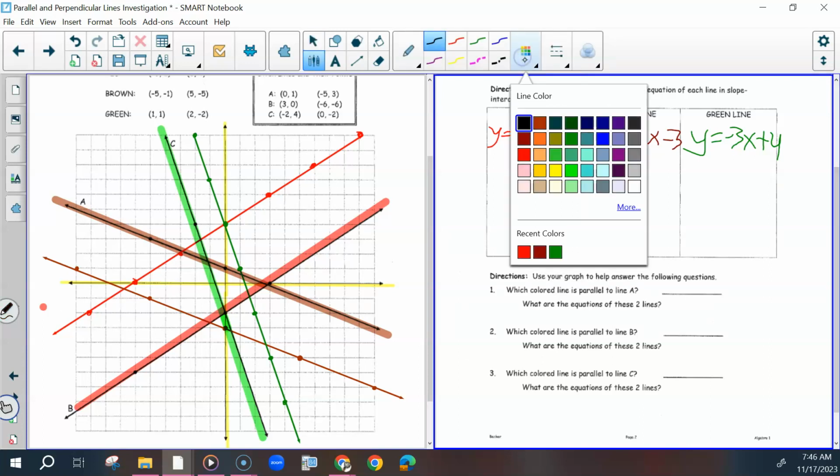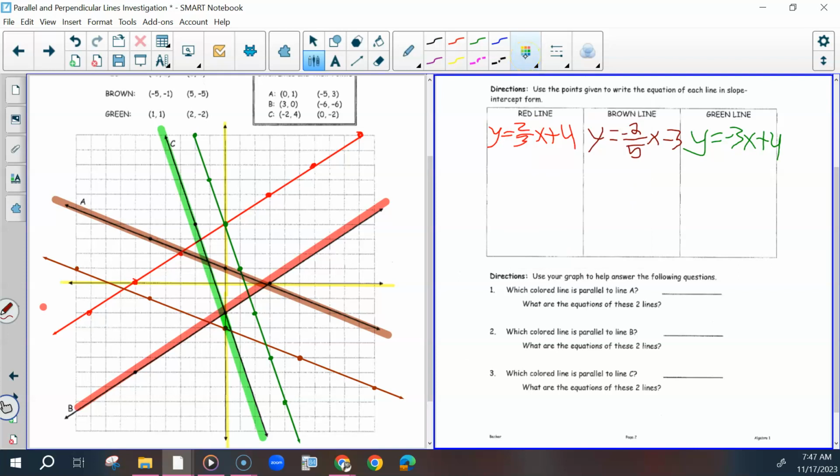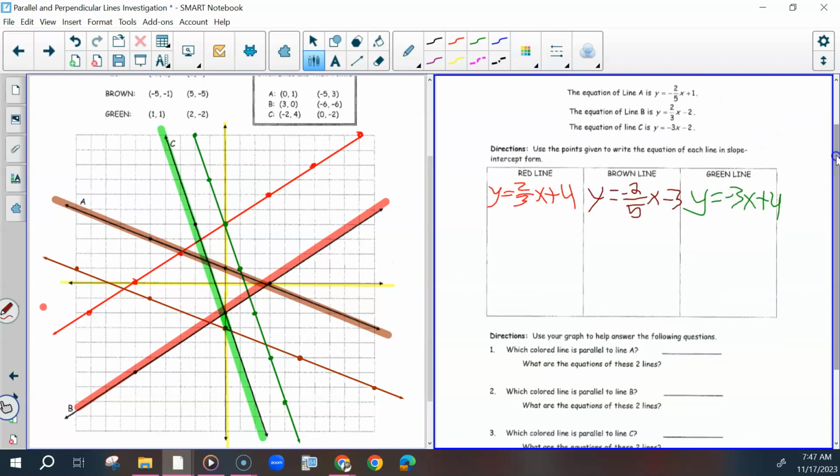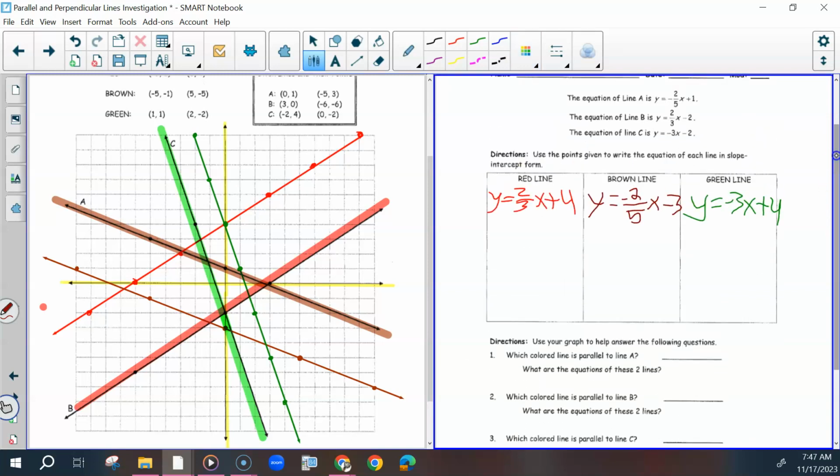And then it asks for those two equations. So you would write the equation of A, which is listed up here. And we just wrote the brown line. So write both of those in line A. For this one, I'll make that bigger here in a moment.